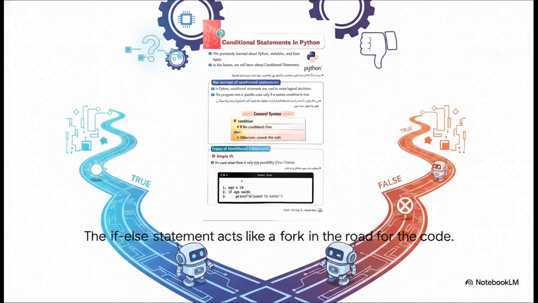And this image here shows it perfectly. Just think of an if-else statement as a literal fork in the road for your code. The program gets to this point, it checks a condition, like a signpost, and depending on whether the answer is yes or no, it heads down one of two very different paths.